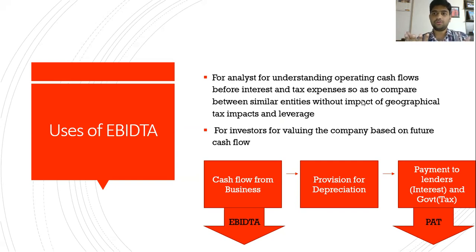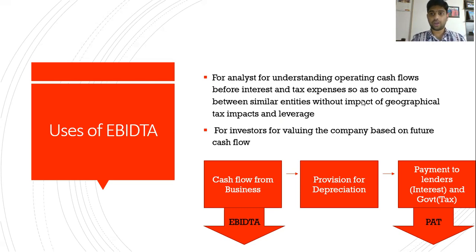So this EBITDA is a useful tool because we are adding back the taxation. Similarly, if you want to compare between the same line of business, but one entity is levered, meaning it has a debt component and equity component, whereas another entity has a 100% equity component. If we compare these two entities, we can't compare with PAT because there is an outflow of interest to debt providers. So if we want to compare these two entities objectively, we need to find out the cash that is being generated. In such a situation, we use EBITDA.